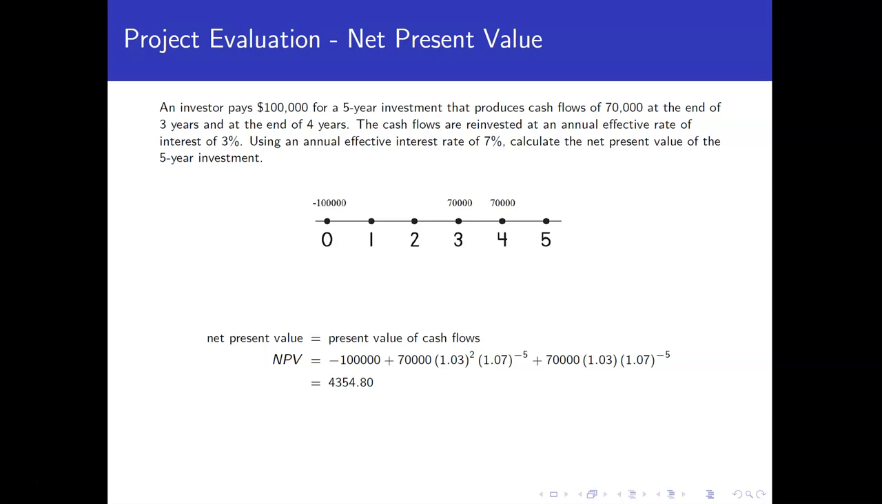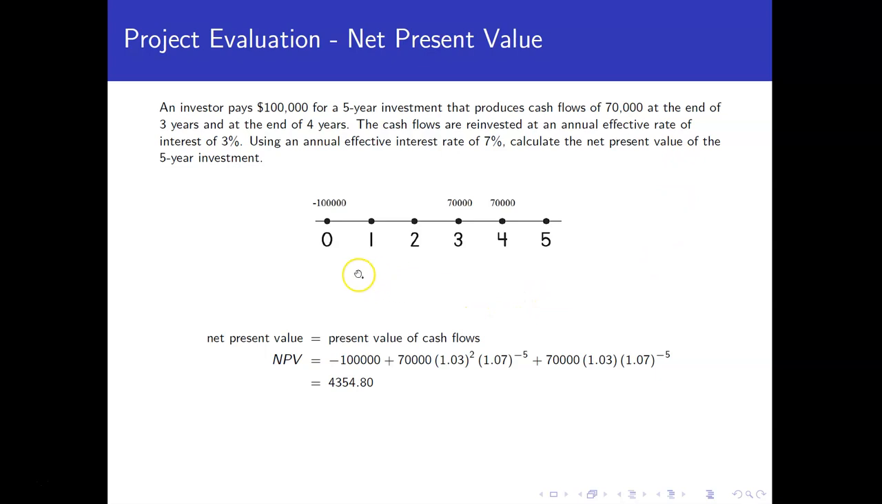So in this one, we've got an investor that's going to pay $100,000 initially for a 5-year investment. This investment is going to return $70,000 at the end of year 3, $70,000 at the end of year 4, and the investor is going to reinvest these cash flows at 3% interest. And we want to evaluate this project based on a 7% annual effective interest rate for a 5-year investment, using what we refer to as the net present value.